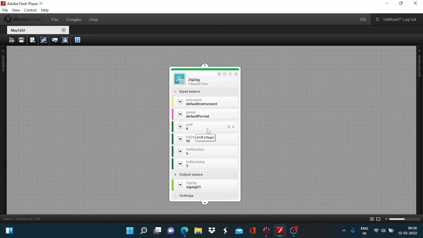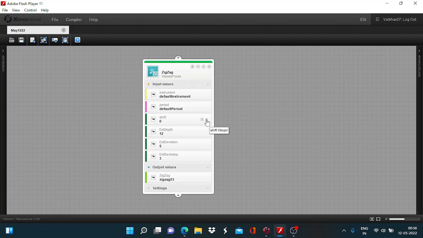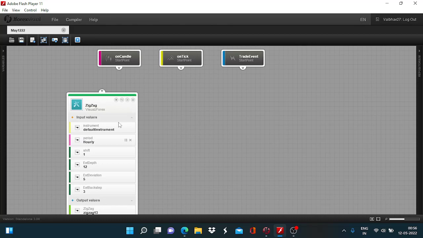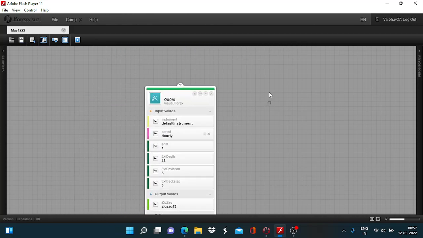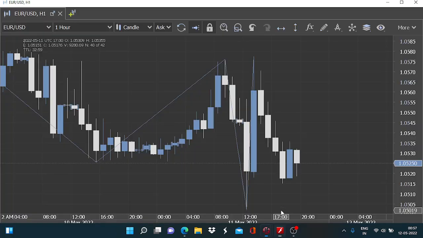You can change the shift value to 1. Apart from that, I think these values of extend, depth, deviation and backstep we will let remain as they are. Shift value I will make it 1, and we will be working with the hourly time frame, so I will change this candle period to hourly. Okay, I will explain to you what the logic is going to be.